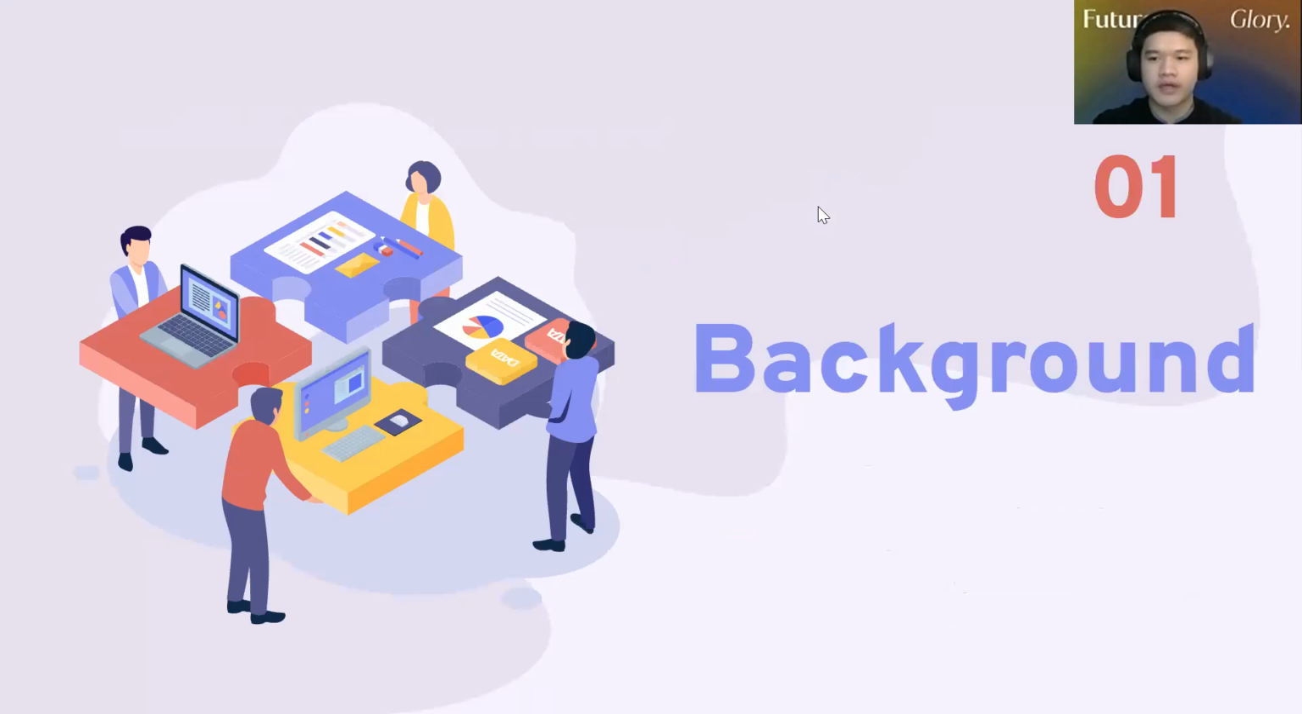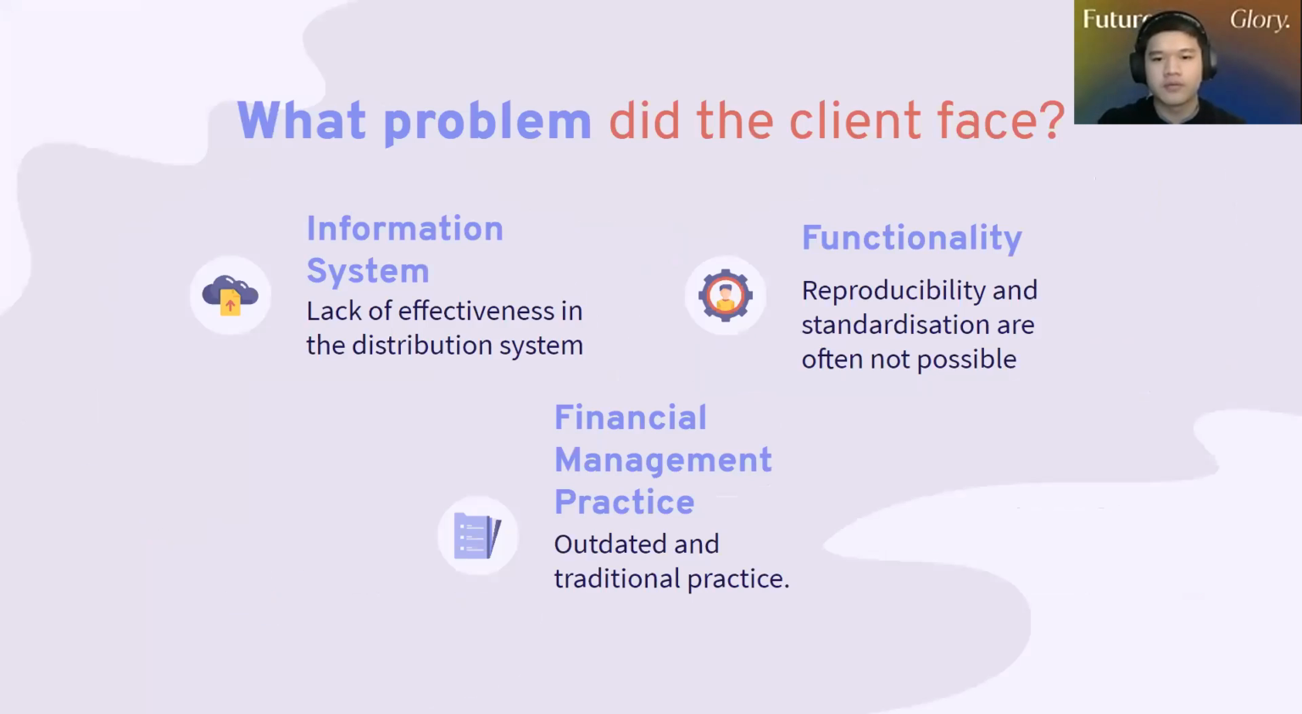So I'll start with the background first. For the background, first, what problem did the client face initially? The first one is actually the client's information system itself. The lack of effectiveness of the information distribution system is very troublesome for the client because we believe that information is the key to a successful organization everywhere.